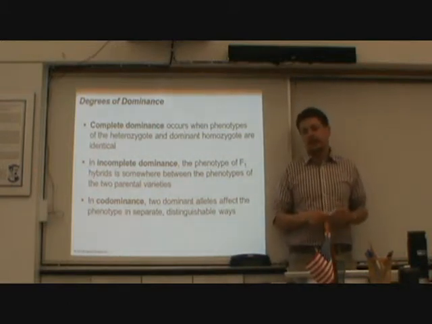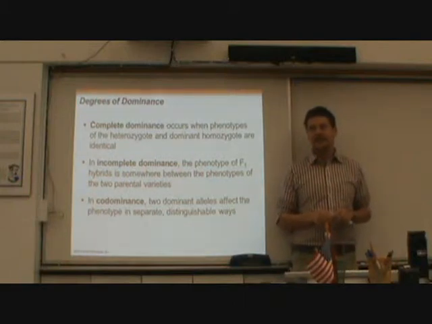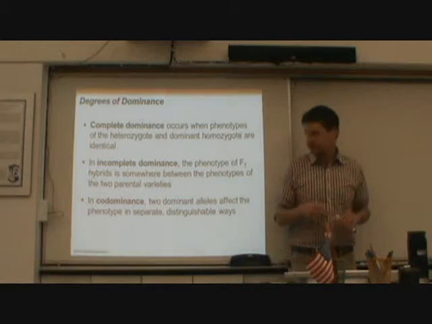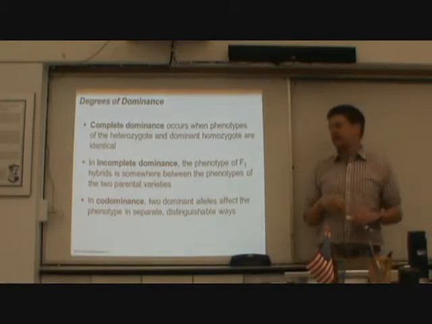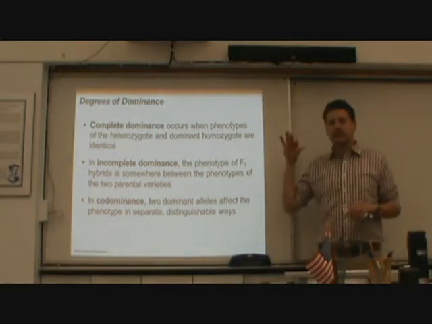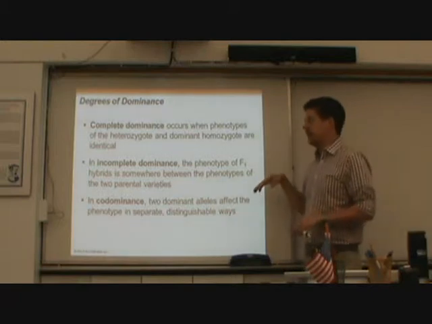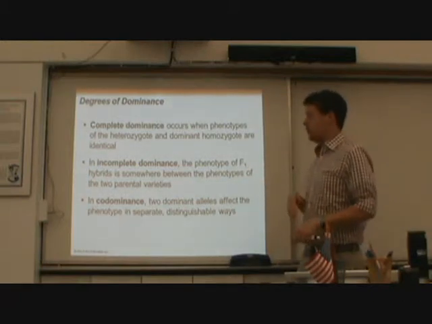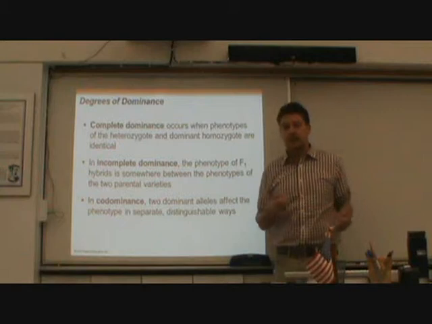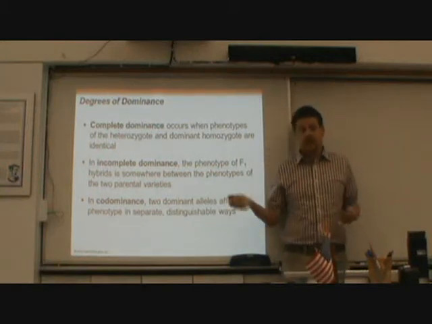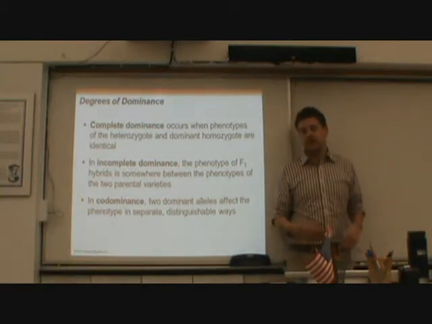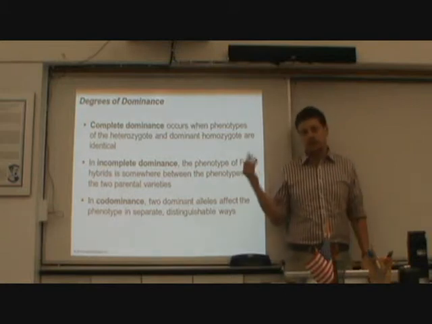Not always, when you're looking at genetics, is an allele completely dominant or completely recessive. There are varying degrees. And there are three different types of dominance relationships that we're going to look at. There's complete dominance, which is what we've seen so far, and that's when there is just dominant and recessive. And if there's a heterozygote, they're going to be showing the dominant trait.